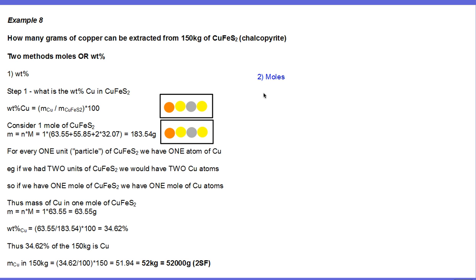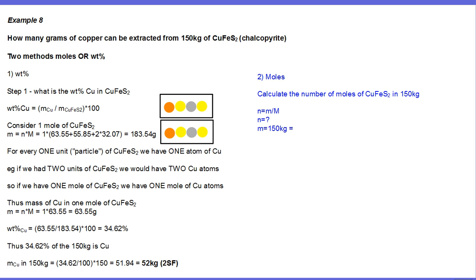The next method, moles, we're going to go straight to a moles type method instead of using weight percent, and we're heading towards this, so in the future you might find yourself using this method more and more. The first question to ask is, well, I've got 150 kilograms, I want to figure out how many moles I've got. How many moles of chalcopyrite is that? And how to calculate the number of moles? Number of moles is mass divided by molar mass.